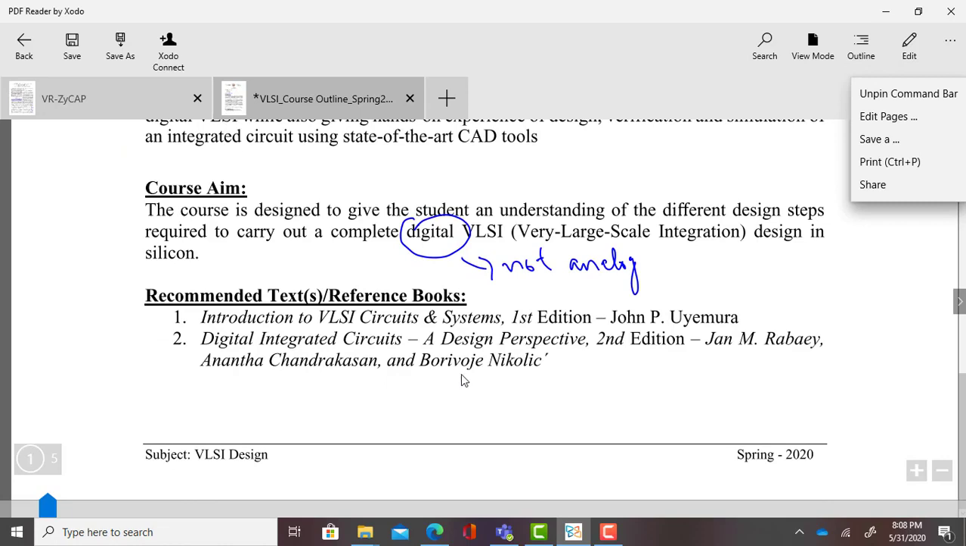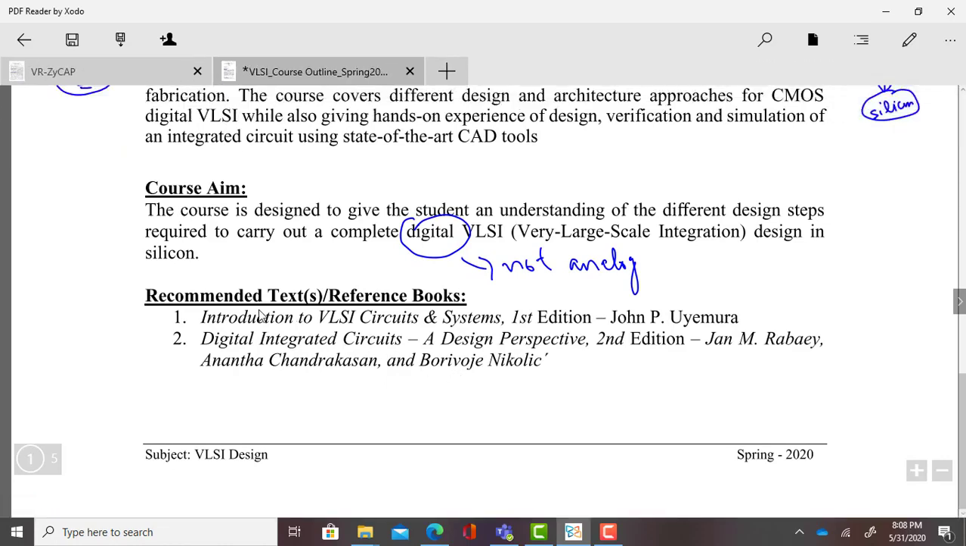Then we have certain books. There are 4 books here, but I don't think I will follow a book specifically in its entirety. So maybe I cover some topics from one book, some topics from other books, and maybe some topics you cannot find in a book. But whenever I will cover from any of these books, I will mention the sections.